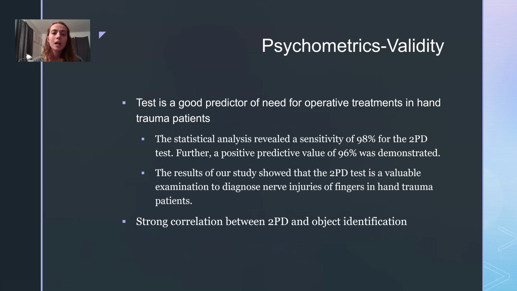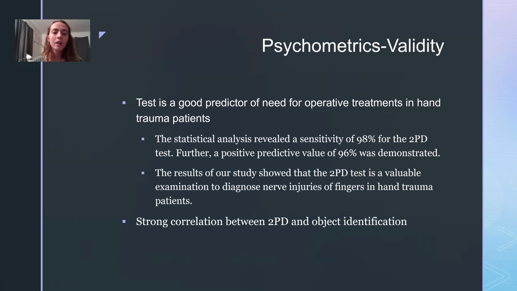And then for validity, one article I found said that the test is a good predictor of the need for operative treatments in hand trauma patients. The statistical analysis revealed a sensitivity of 98% for the 2-point discrimination test. And if you remember from the cervical lecture, if something has high sensitivity, it has the ability to detect when people have it, and it also has a low number of false negatives. A positive predictive value of 96% was also demonstrated. So overall, the results of the study showed that the 2-point discrimination test is a valuable examination to diagnose nerve injuries of fingers in hand trauma patients.